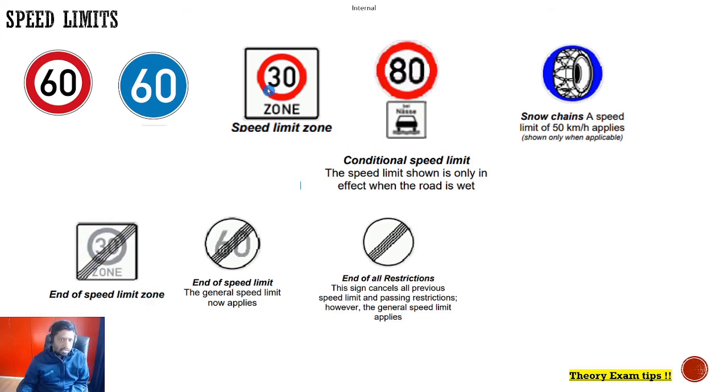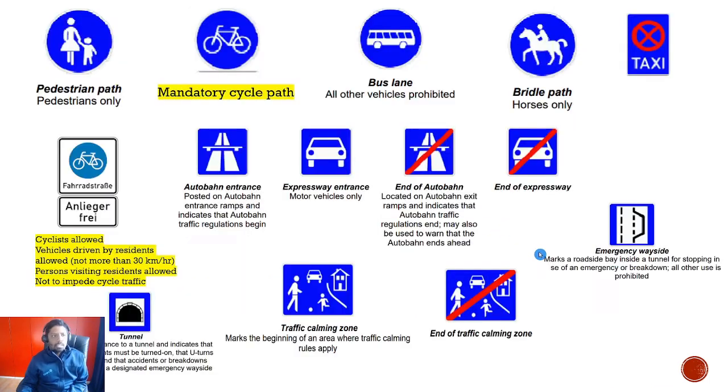So 30 tells you, so this one told you it's a speed limit zone of 30 kilometers, and when you get this board ahead of you, it tells you that there is an end to that speed limit which was restricted. This tells you the end of speed limit 60. This tells you end of all restrictions. Okay, let's move on.